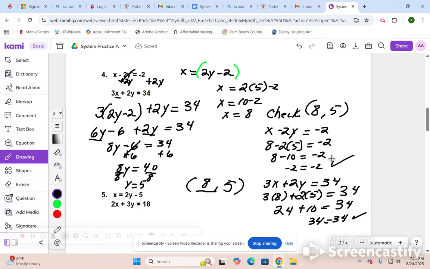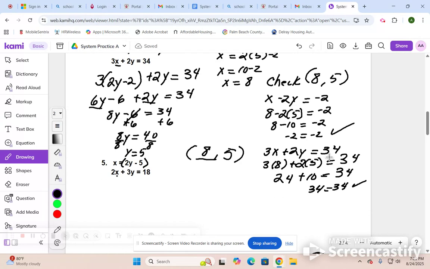Okay, so number 5. You have a replacement for the x value this time. You're going to do the same thing that we did with 4. You're going to replace x here with 2y minus 5 and solve it for y. Once you have the y value, you're going to go back and replace the y value right here in the original top equation to solve for x. You should try it.